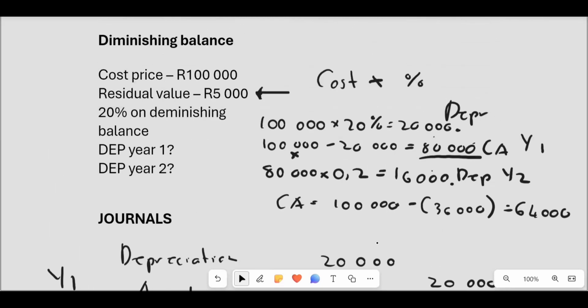Okay, so I hope everyone understands this. Let's go to part 3 for the production units method.